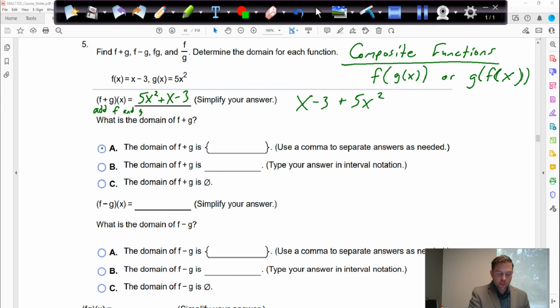Now the domain of this is, notice, there's no division. So this is considered a polynomial. There's no division, and there's no square root. If we don't have those two, then the answer is just all real numbers. So let's see here, I think I might have picked the wrong one. In interval notation, we want minus infinity to infinity. So it's actually b.